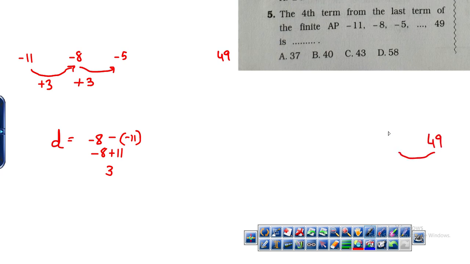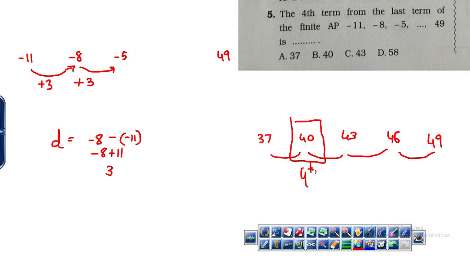You do minus 3, you have to go backwards. Minus 3, minus 3, minus 3. Answer, oh yeah, fourth term from the last. This is the fourth term from the end. So this is called the manual method, where you don't have to do any calculations. Logically you get the answer. Answer is 40, option B.